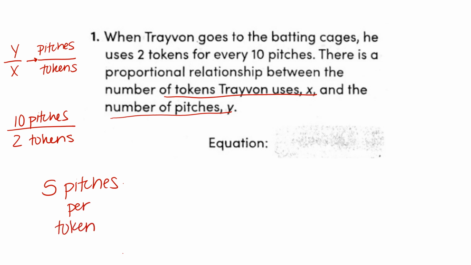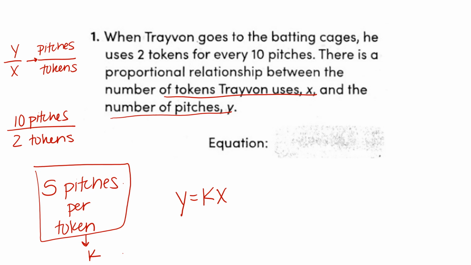Now, we want to turn that into an equation. Our equation for proportional relationships is y equals kx. Our rate of change that we solved for is equal to the k value. So when we write our equation, we have y equals kx, and we replace k with 5 because that was the value we solved for. y equals 5x is our equation.